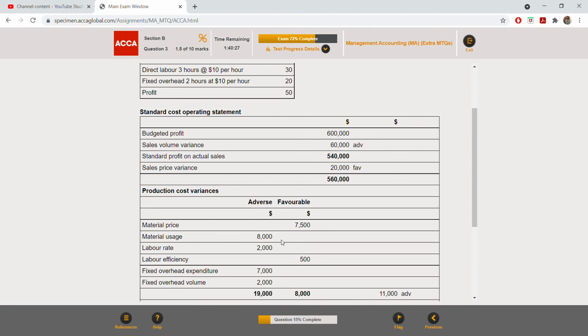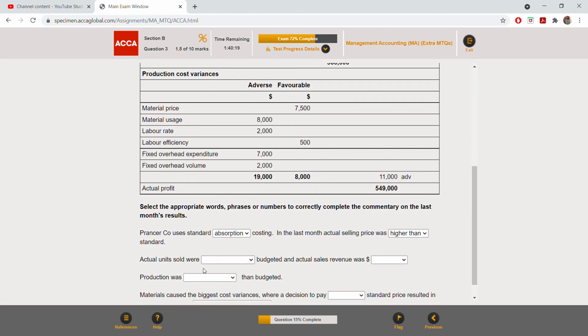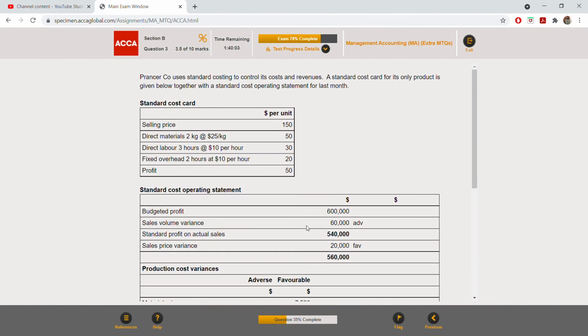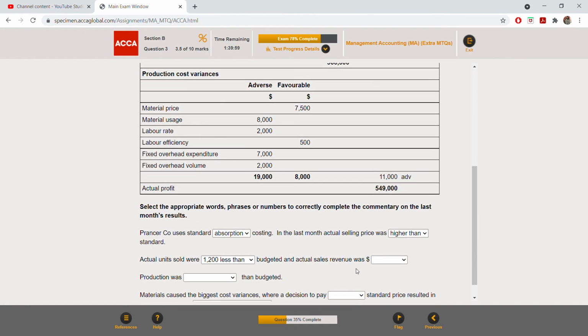Just look at the sales volume variance. It is adverse. Adverse means actual is less. So actual units sold were 1200 less than the budgeted, and the actual sales revenue was, what is it? You just have to name the figure. That means you have to do the calculation. Okay, so when you are getting the calculation, I will just give the figure.